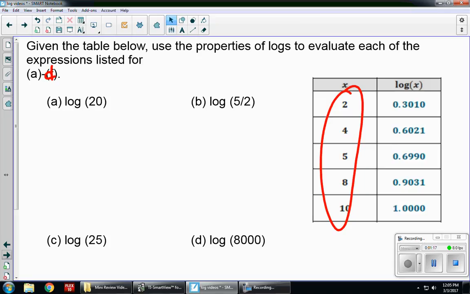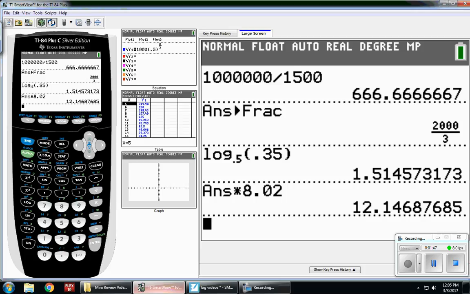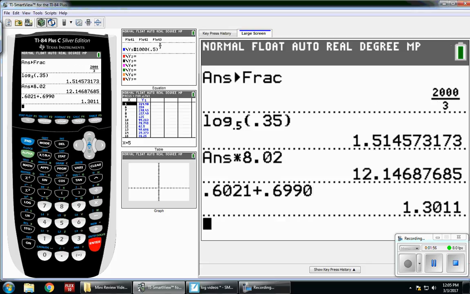So I can rewrite 20 as 4 times 5. So instead of log 20, I have log 4 times 5. And our rule for multiplication means to add. So this is log 4 plus log 5. Now, according to my table, log 4 is equal to 0.6021, and log 5 is equal to 0.6990. So now I can go to my calculator and type those in. 0.6021 plus 0.6990. And there's my answer, 1.3011.